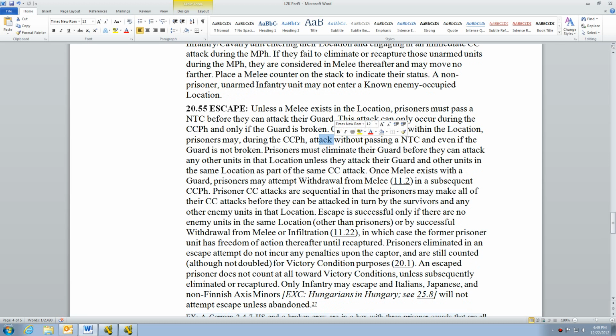Basically, once a melee already exists, the prisoners during the close combat phase can attack without passing a normal task check, even if the guard is not broken. So once a melee starts, the guards can then jump in, basically. Prisoners must eliminate the guard before they can attack any other unit in the location, unless they attack the guard and other units as part of the same close combat attack.